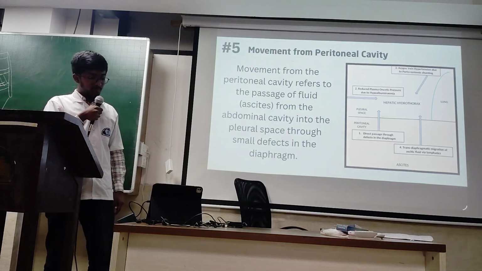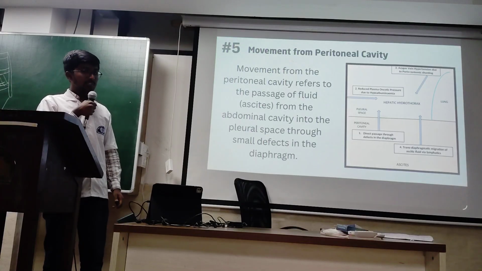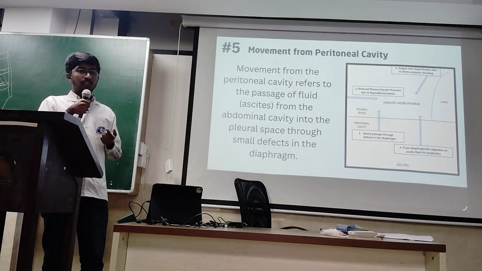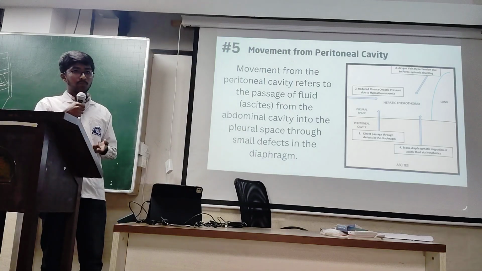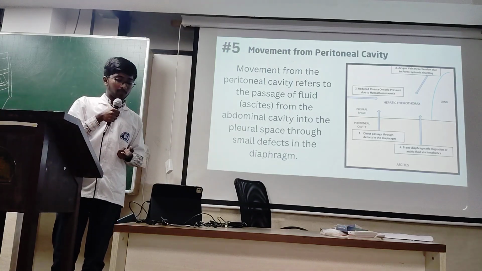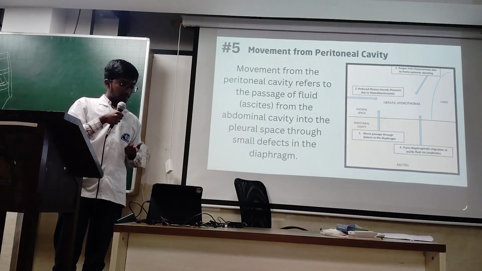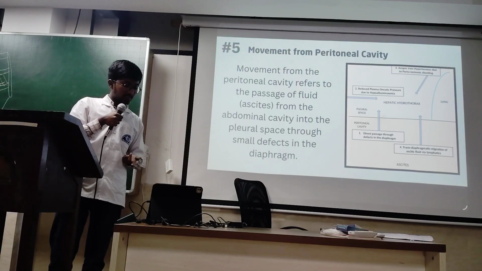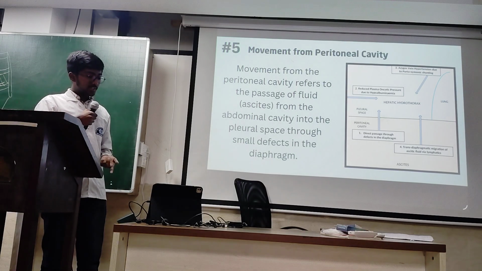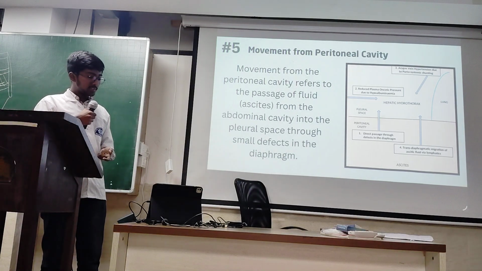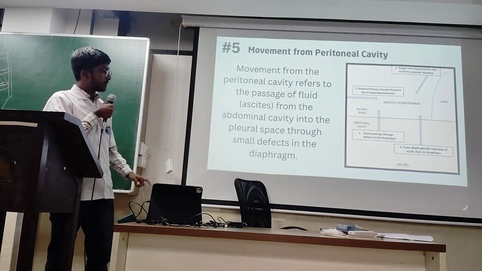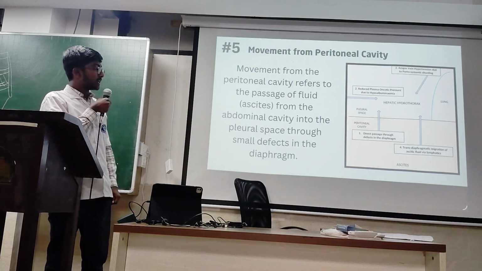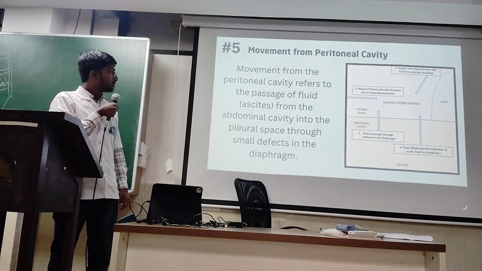Then we have the movement from the peritoneal cavity. It occurs in cases of ascites. In ascites, there is excessive accumulation of fluid in the peritoneum. So the accumulation of fluid creates passage of fluid, due to the pressure, from the peritoneal cavity to the pleural space through the small defects in the diaphragm. As you can see in the diagram, there is direct passage through the defects in the diaphragm.